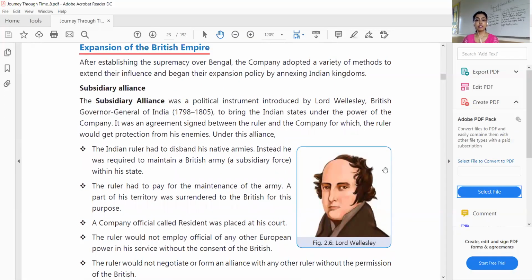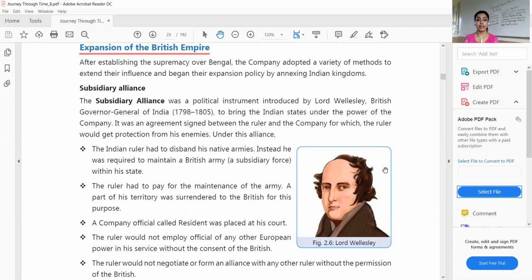In this alliance, the first point was that the Indian ruler who came into an alliance or signed this alliance had to disband his native army. Every ruler has his or her own army. According to this subsidiary alliance, that ruler would have to disband. He would not be allowed to keep his own army, and instead he would have to maintain a British army within his state.